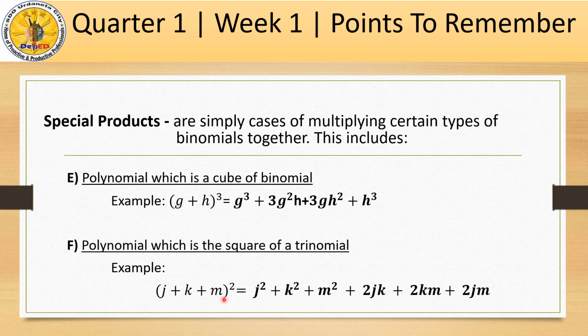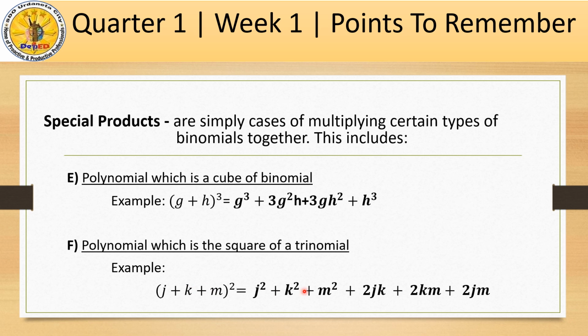But there is a shortcut way of getting the product of this trinomial. First, you are going to get the squares of the first term, the second term, and the last term. So, this will become j square. Then, the second term will be k square. The third term will be m square.